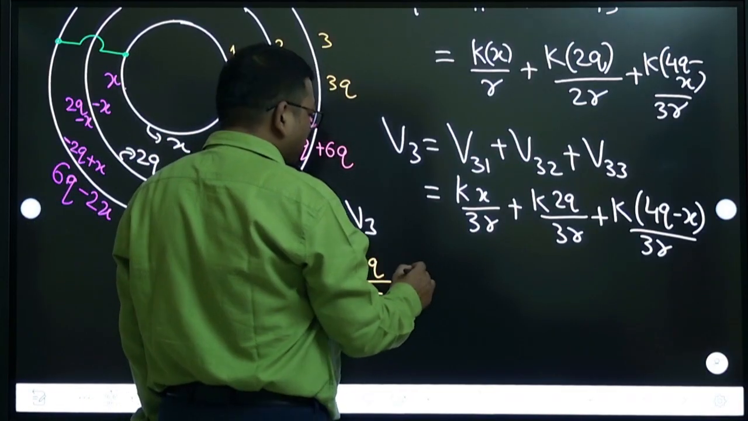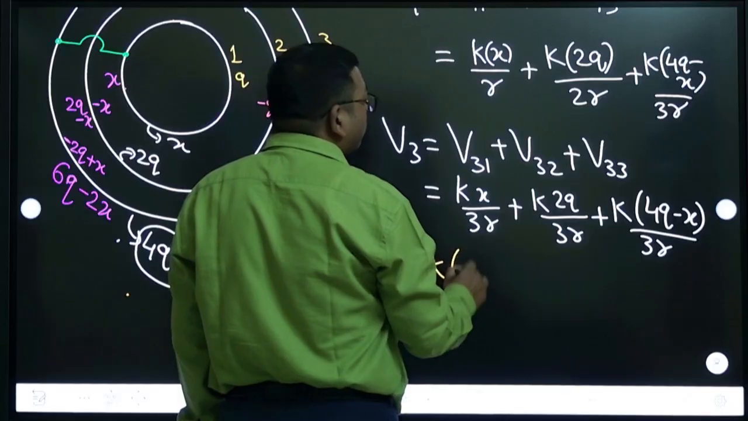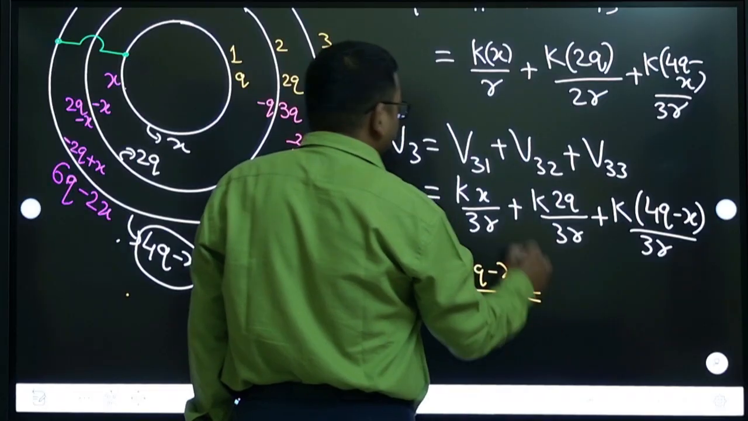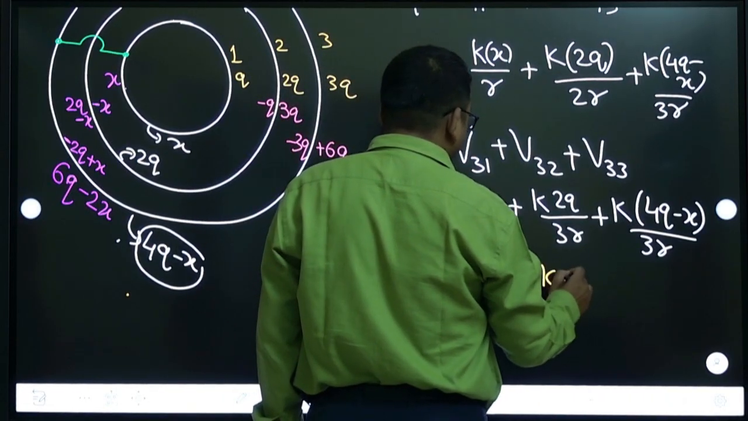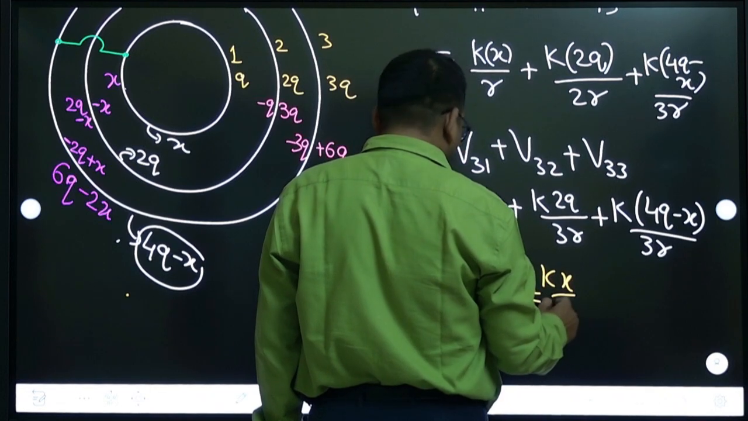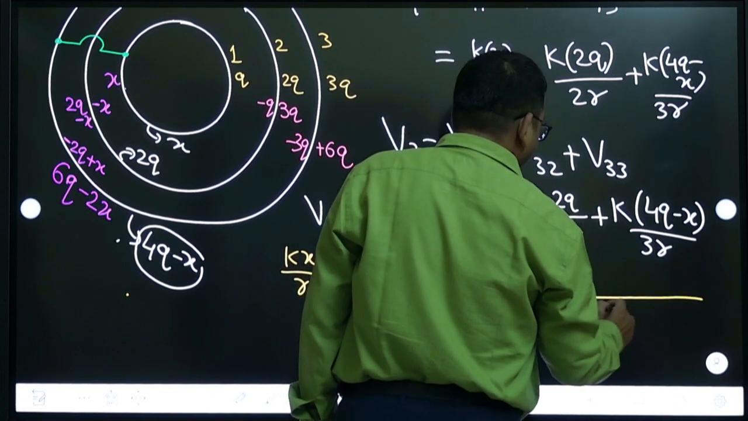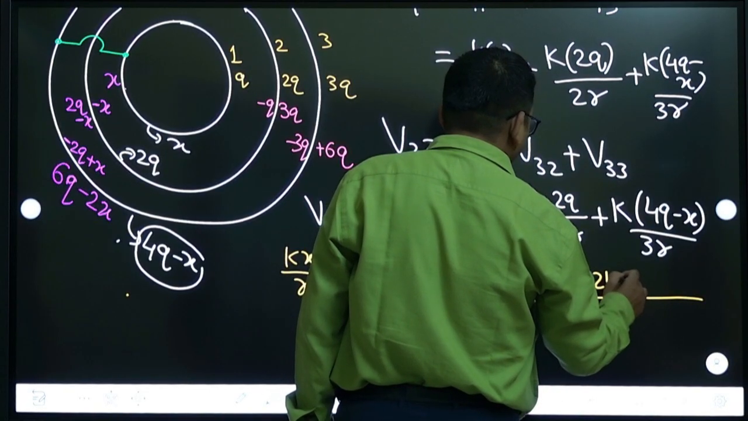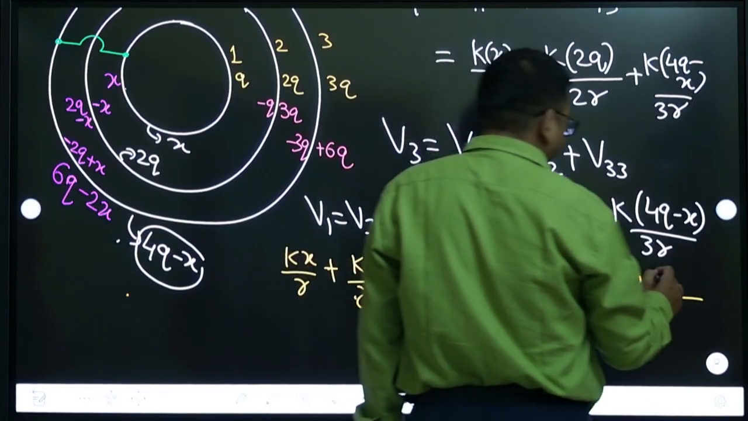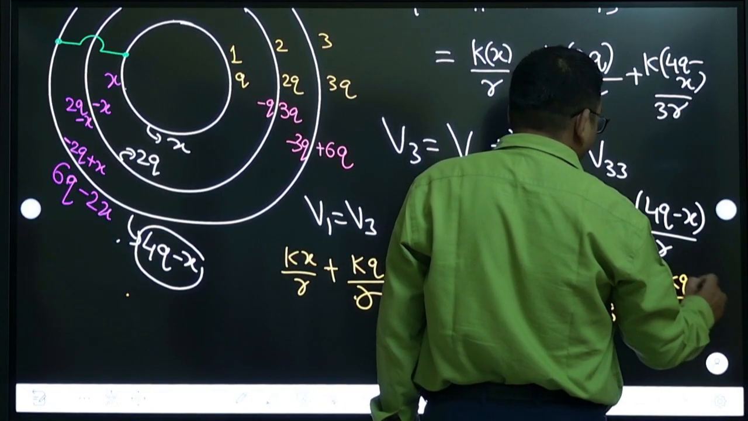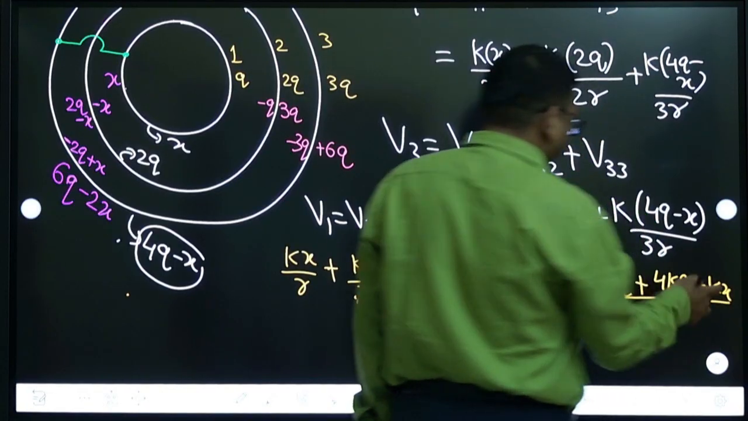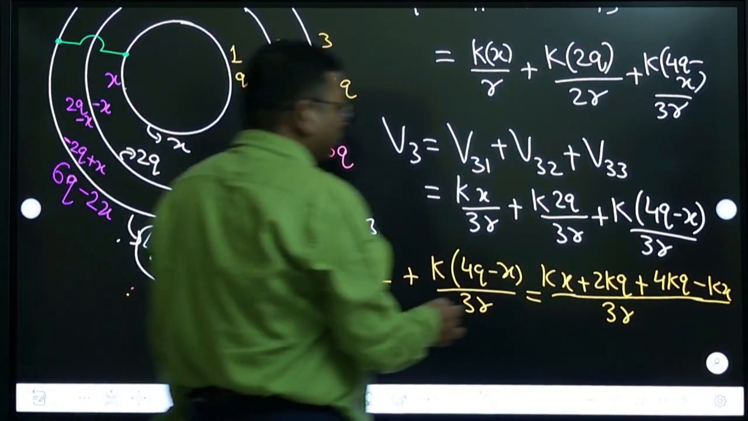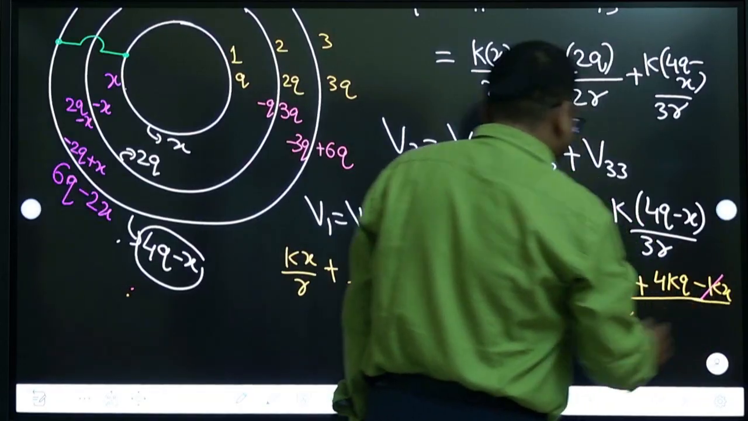Then what else? Here k into 4q minus x by 3r. This is equal to this. So what will be this? Kx by 3r. 3r, if you want, you can take LCM. 3r you take LCM. So kx plus 2kq plus 4kq minus kx. Right? Open this bracket. Check out some calculation you do now. So this plus kx minus kx get cancelled.